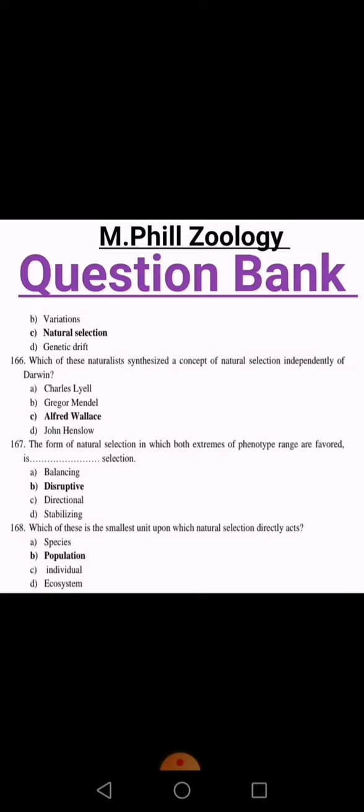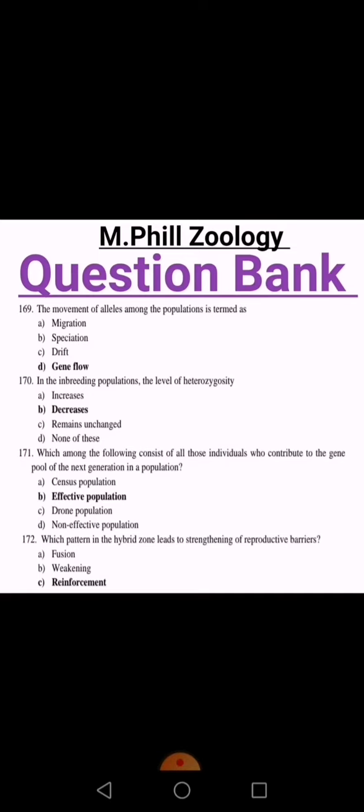The form of natural selection in which both extremes of phenotype range are favored is disruptive selection. B is right. Which of these is the smallest unit upon which natural selection directly acts? Population. B is right. The movement of alleles among the populations is termed as gene flow. D is right. In breeding populations, the level of heterozygosity decreases.